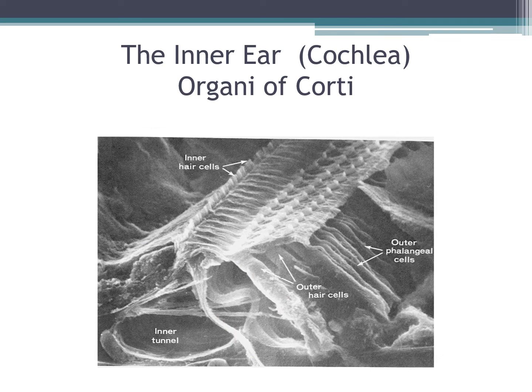Here's a nice picture with an electron scanning microscope, which gives us a nice three-dimensional picture of the inner hair cells, which we're going to be talking about as doing the transduction, the outer hair cells, some of those phalangeal cells, and some of those other cells that are part of the organ of Corti.